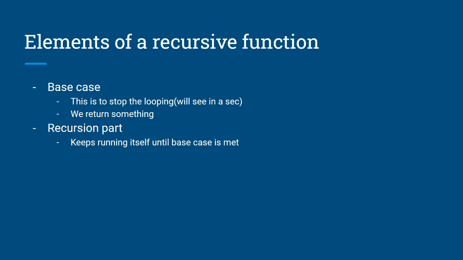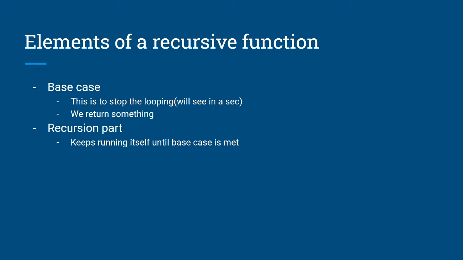So we have the base case. This is to stop the function from just infinitely going on and on. It's kind of like in a while loop how you need the counter to keep going up or down so that way you don't get an infinite loop. And we tend to return something, normally 0 or 1, but it really does depend.